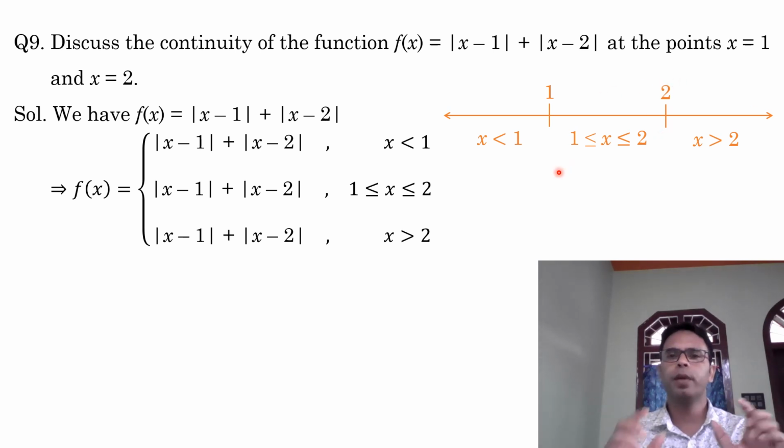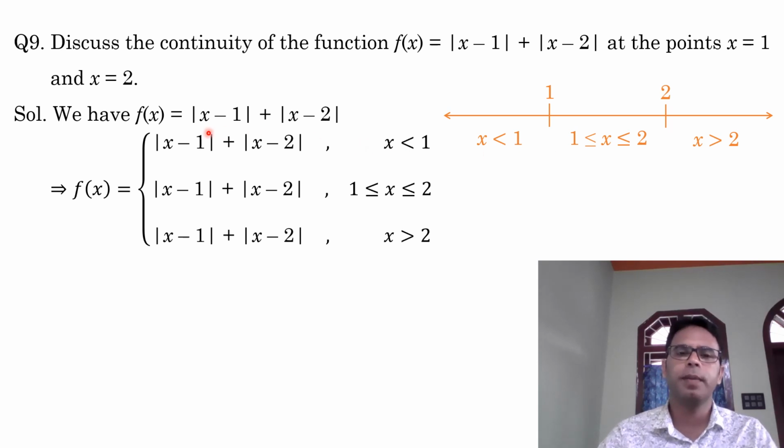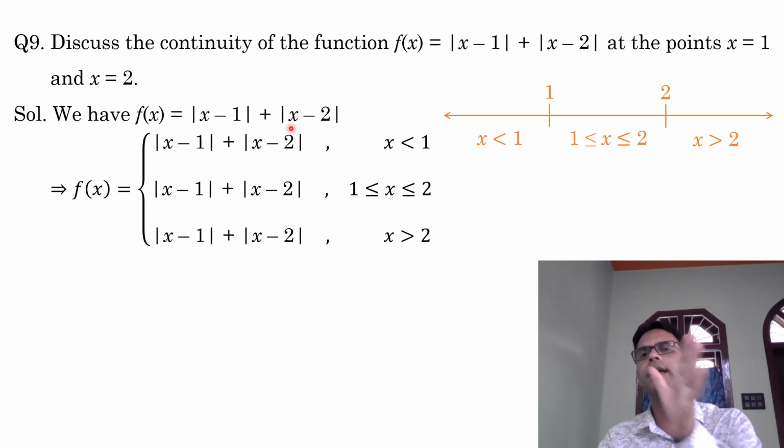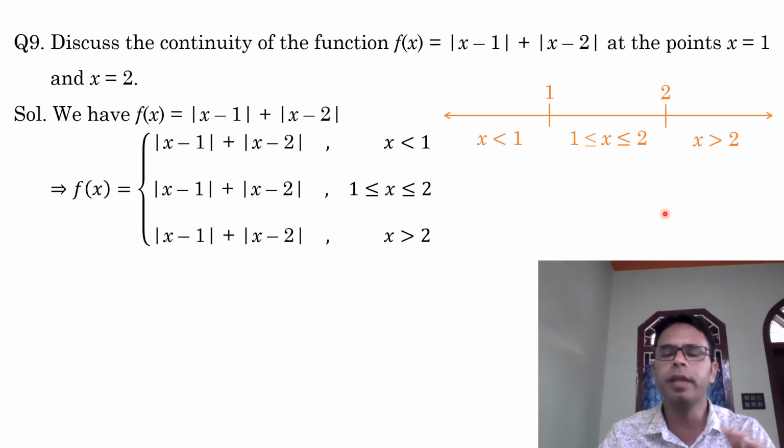That means after putting those 2 points, the two points I got from here, on the real line, this is our real line, when I put the points on this real line, it will divide the real line into 3 sections. This is one of the sections, this is the second section and this is the third section. You can understand this, surely.